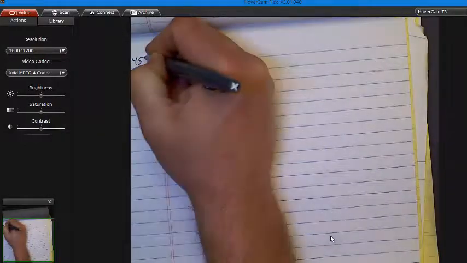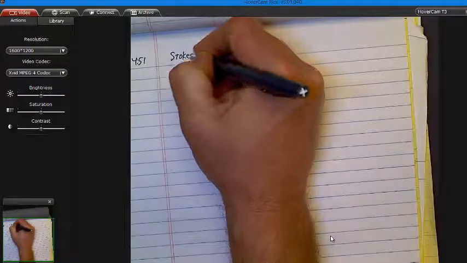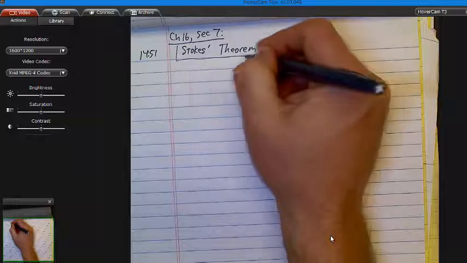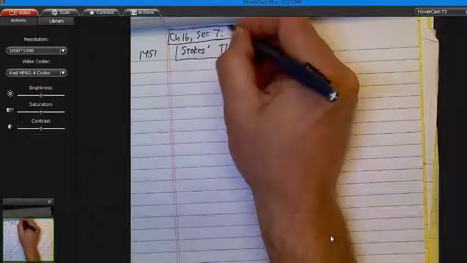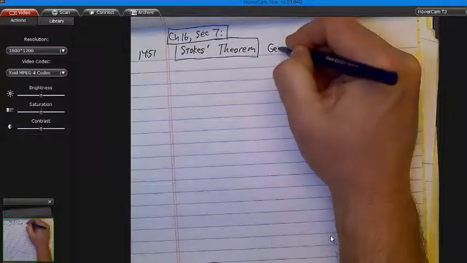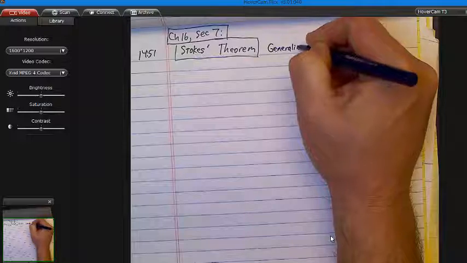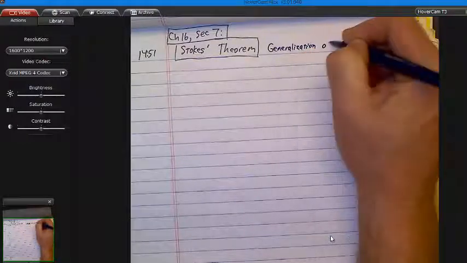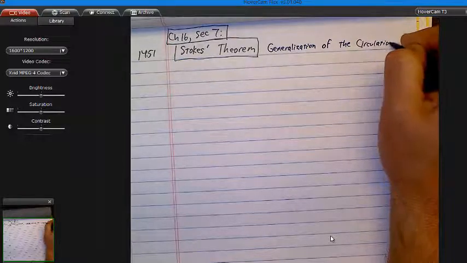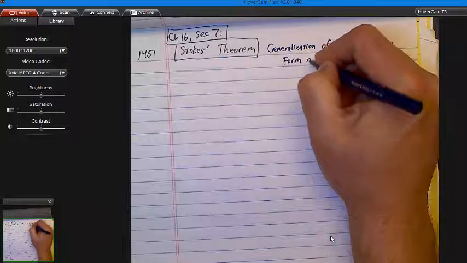So we're going to talk about Stokes' theorem. This is chapter 16, section 7. Awesome. And again, I guess this is a generalization of the circulation form of Green's theorem.